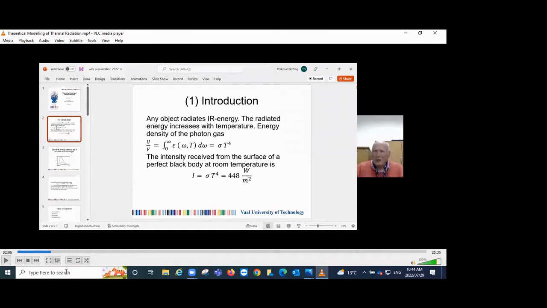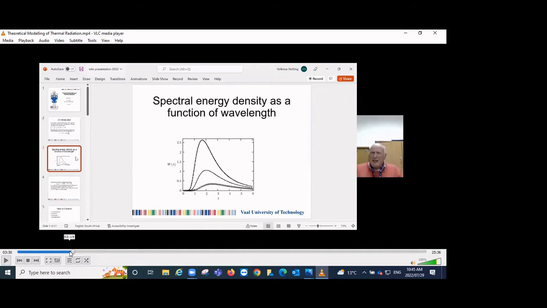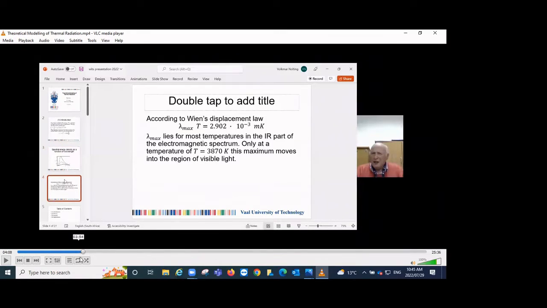Now, how the spectral energy density behaves as a function of frequency omega and temperature T is shown on the next slide. This is the spectral energy density as a function of wavelength lambda, plotted for 3 different temperatures T. And what is interesting here is that the maximum of the spectral energy density moves with increasing temperature to lower wavelength. That is the result of Wien's displacement law, which says that lambda max times T is equal to a constant value, which is given here in meters times Kelvin.